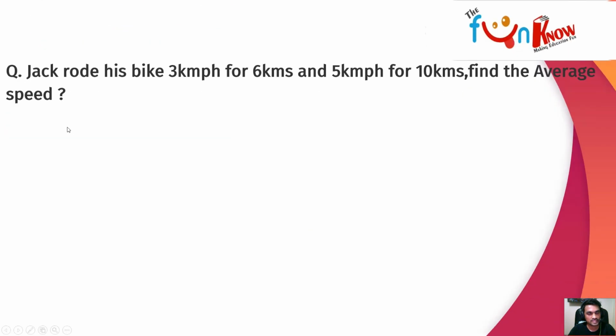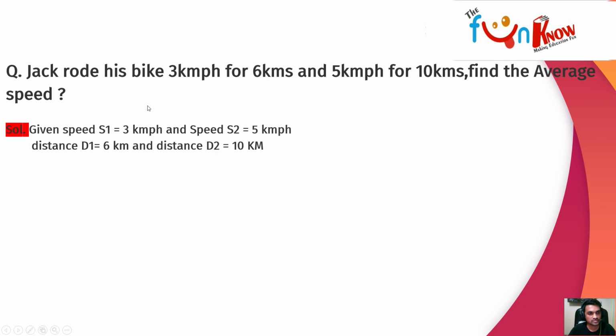So let's take another example. Jack rode his bike at 3 kilometers per hour for 6 kilometers and 5 kilometers per hour for 10 kilometers. Find the average speed. So pause the video and try to calculate this and find the average speed on your own. Okay, let's check out the solution.